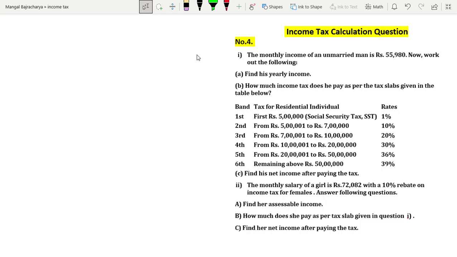I have taken it from number 4. So here's the question: the monthly income of an unmarried man is rupees 55,980. Now work out the following. In A, find his yearly income, and in B, how much income tax does he pay as per the tax slabs given in the table below? Right, so let's start with finding his annual income first.